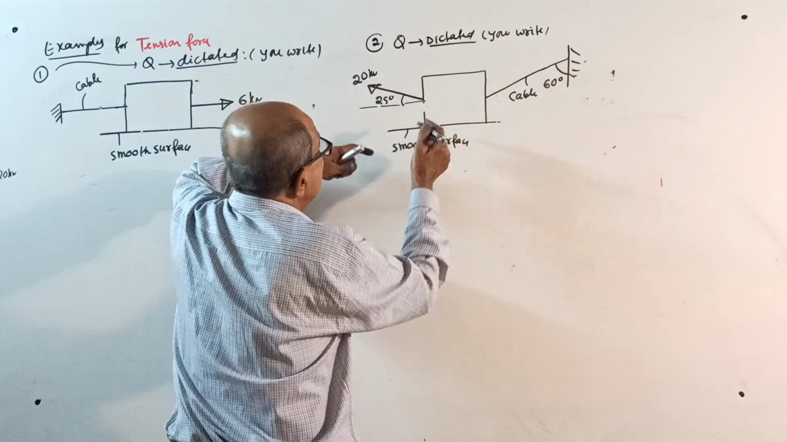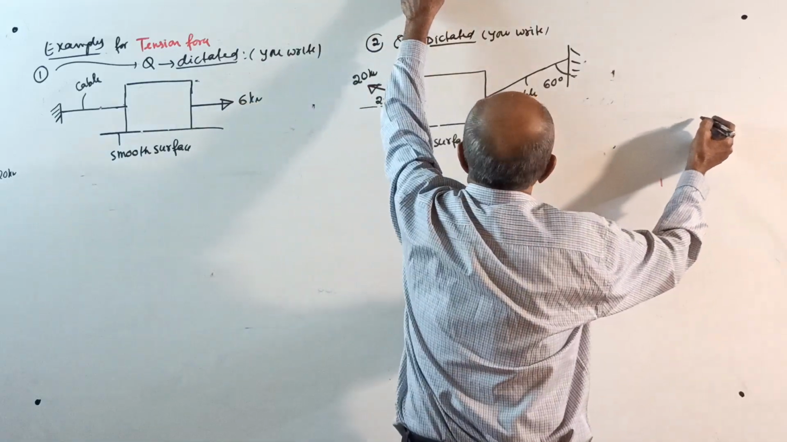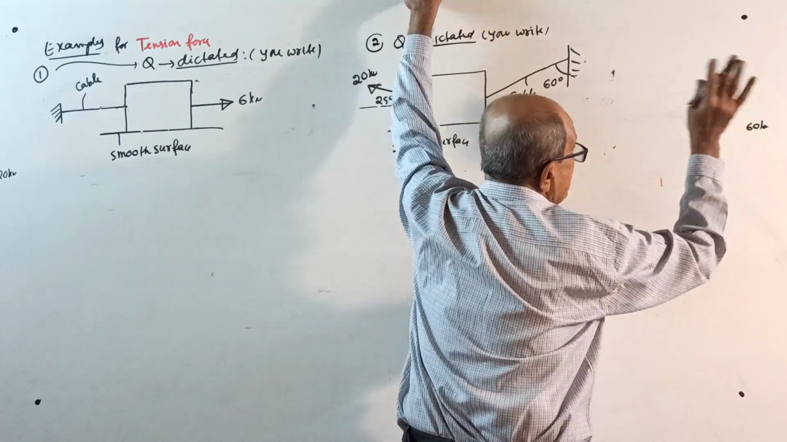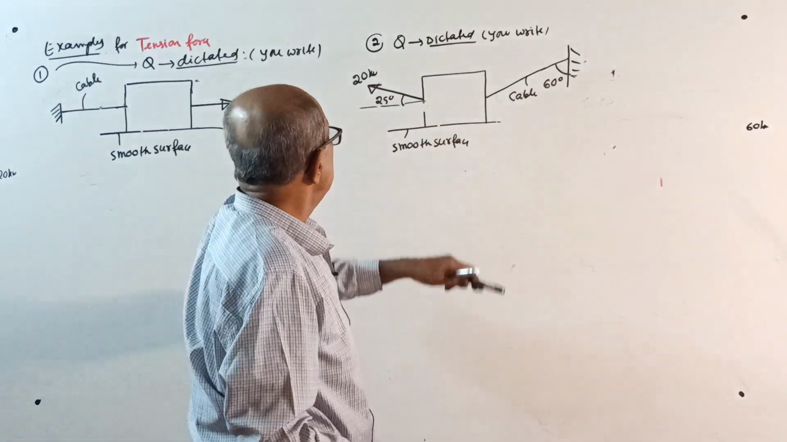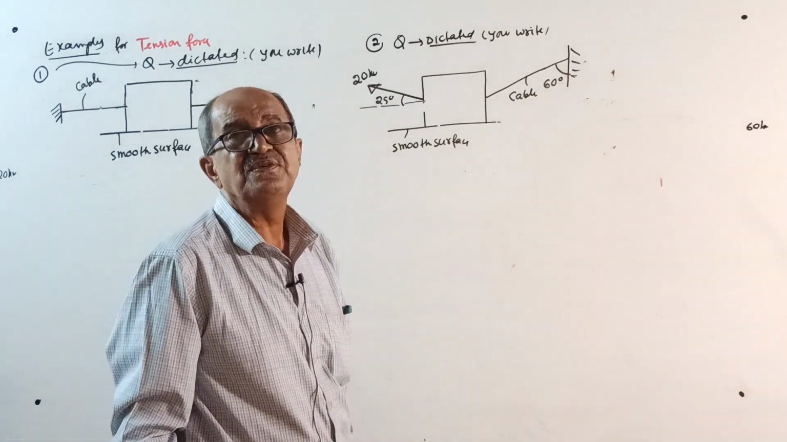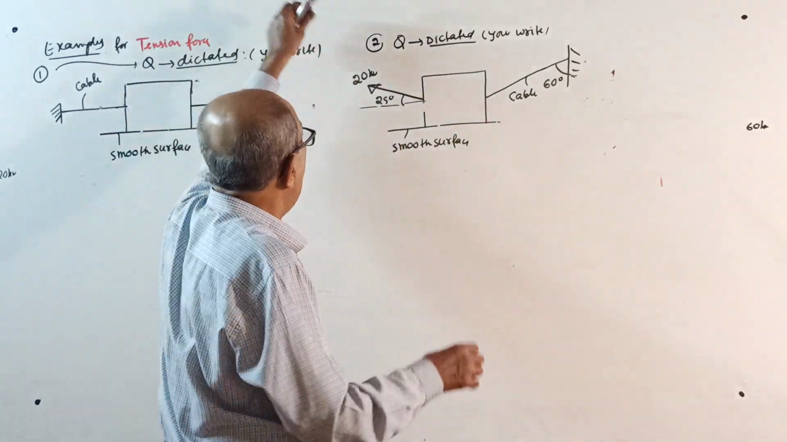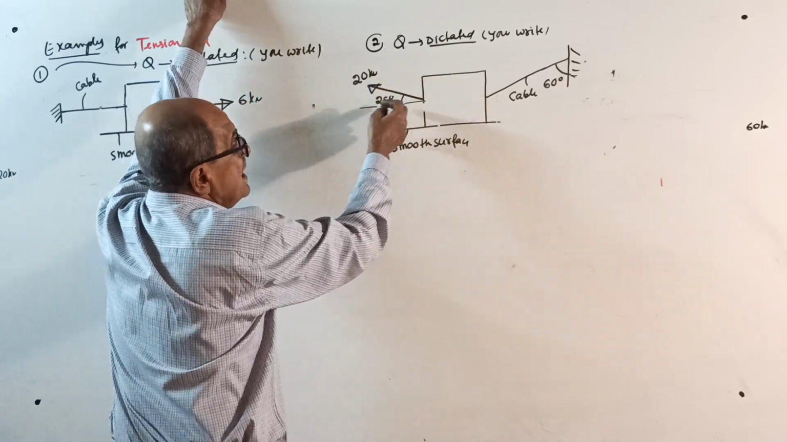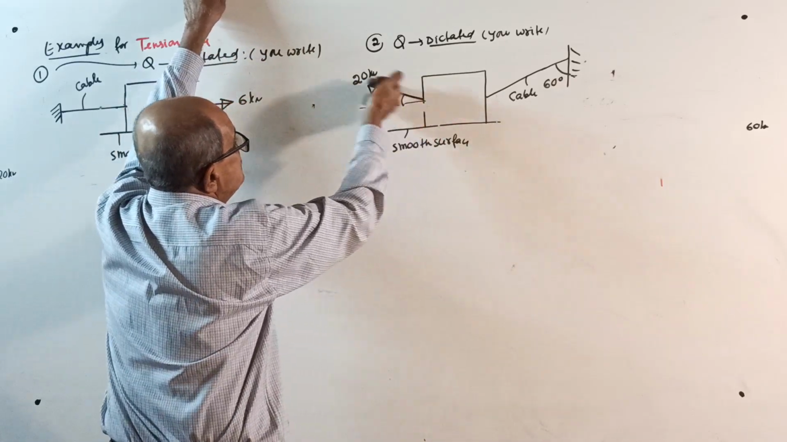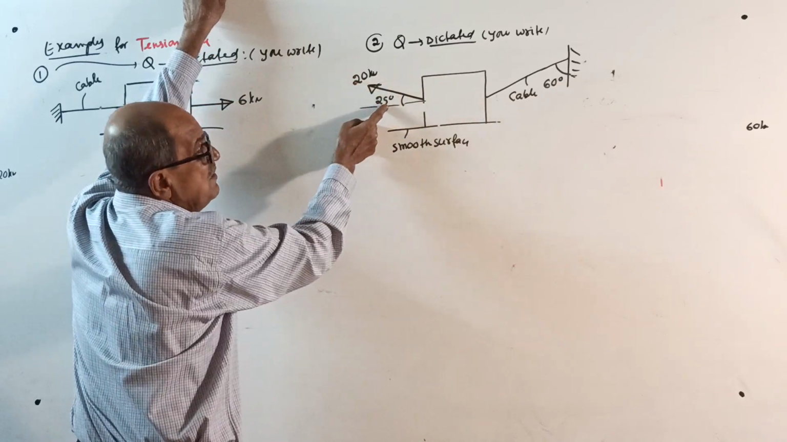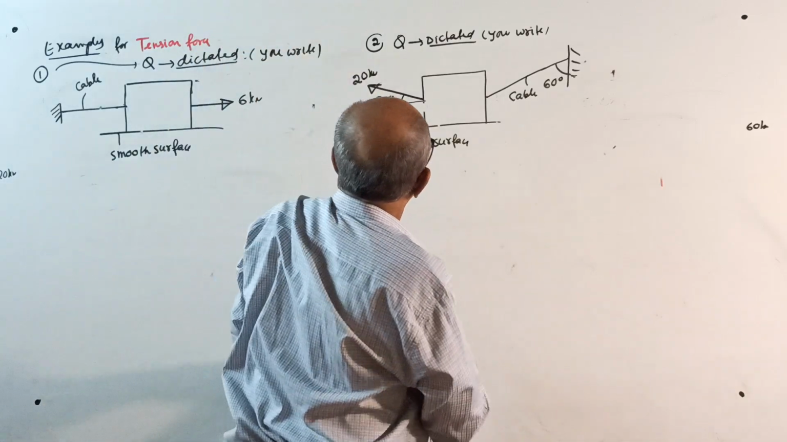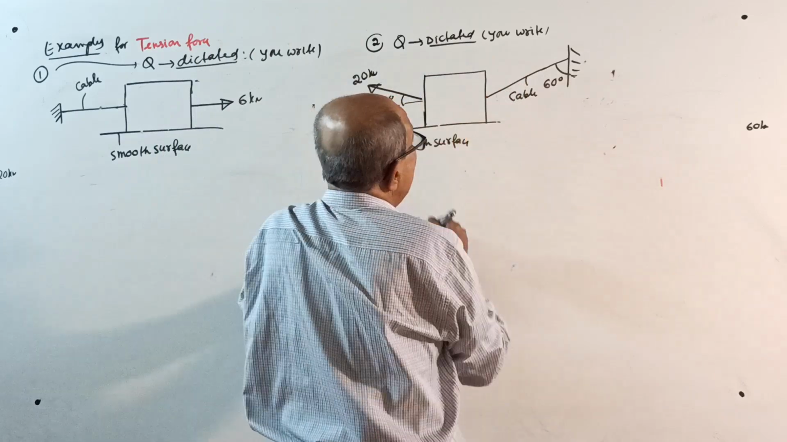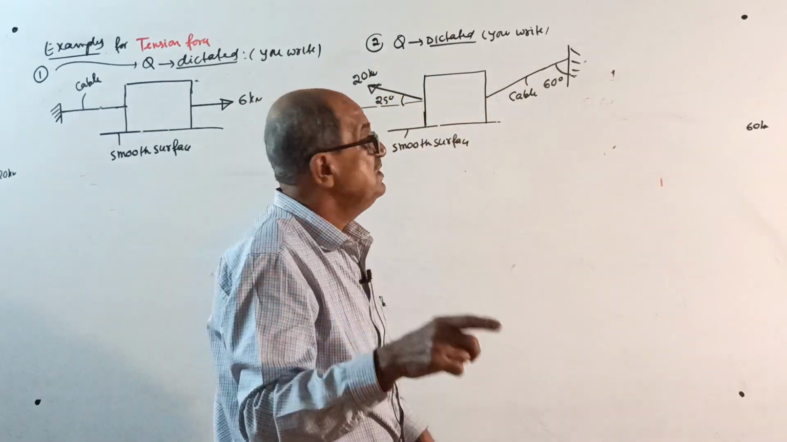Second question. A body weighing 60 kilonewton is placed on a smooth surface, and an inclined force of 20 kilonewton is applied on the left side, this way, 20 kilonewton at 25 degrees with horizontal.